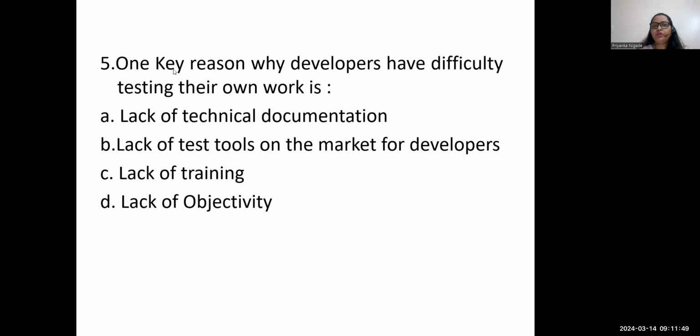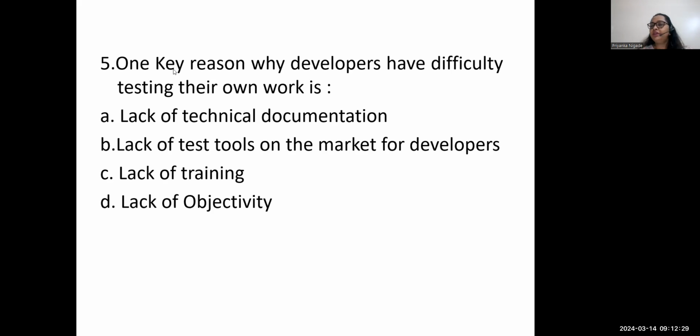Okay, so this is related to the first session. I have discussed with you that developer and tester both have different roles and responsibilities, correct? Even the objective is different. The developer is responsible to develop the quality application, and the tester is responsible to test the application, break the application, and get the defects, correct? So the key reason is not because of lack of technical documents or limited test tools in the market. No, that's not a correct answer.